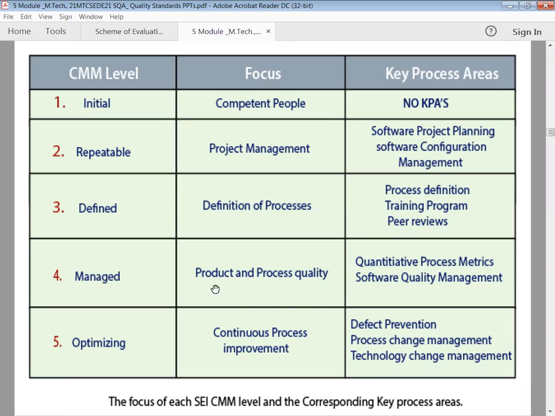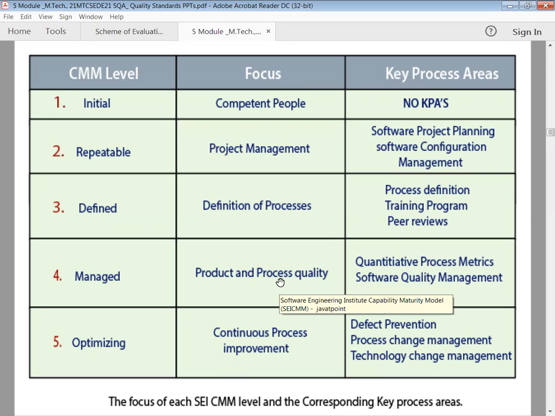The fourth one is managed. Here, we focus on product and process quality. So whatever process we are following, it should be a qualitative one. And we'll give focus to the product also. Here, we'll use quantitative process metrics. Product measurement will be done and process measurement will be done. Whether the product we are developing has all the high standards, and in the processes we are following, are we following the high standard process measurement techniques? Whether the processes are of good quality, are we picking the best practices?